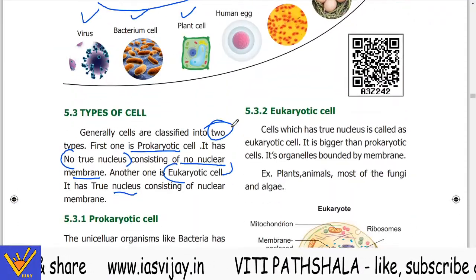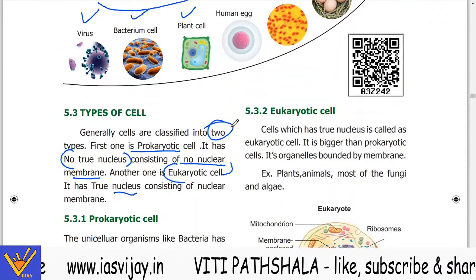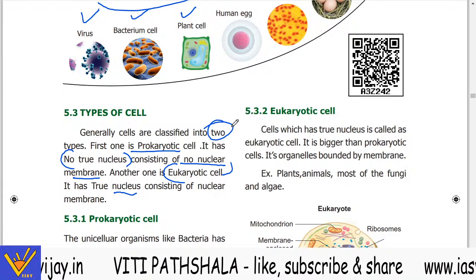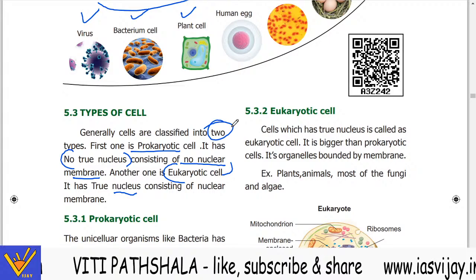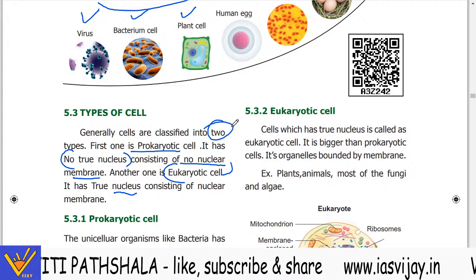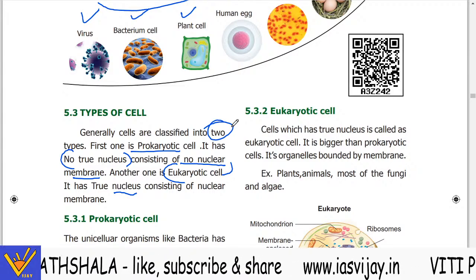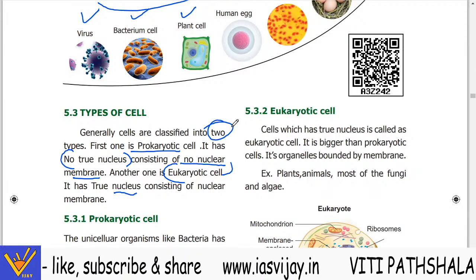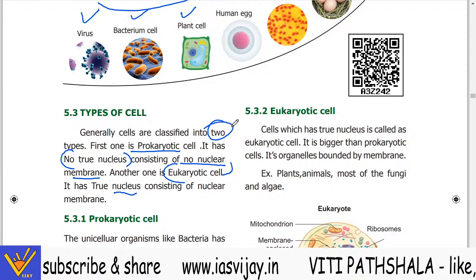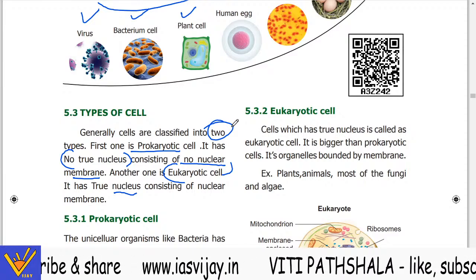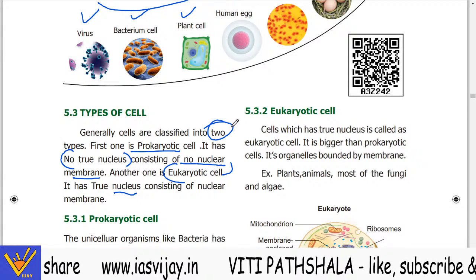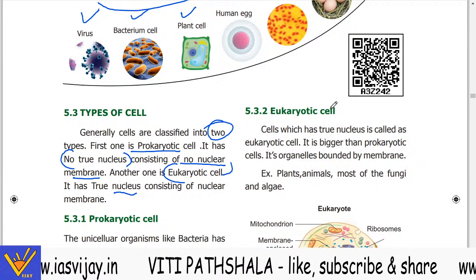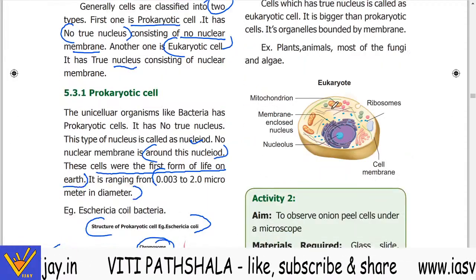Now the eukaryotic cell. Similar things you will find in the NCERT book of the 9th class. A cell which has a true nucleus is called a eukaryotic cell. It is bigger than the prokaryotic cell. Its organelles are bound by a membrane. Examples are plants, animals, most of the fungi and the algae.